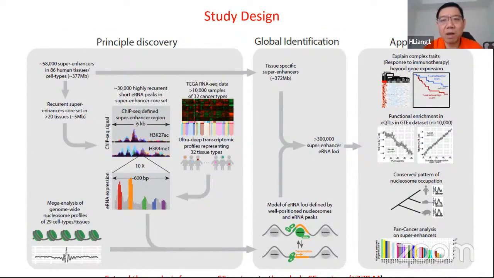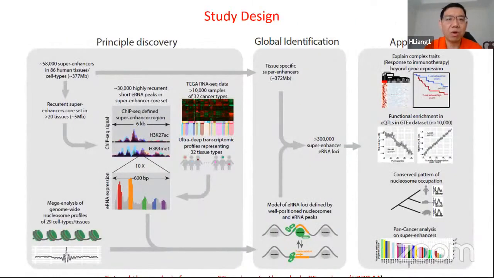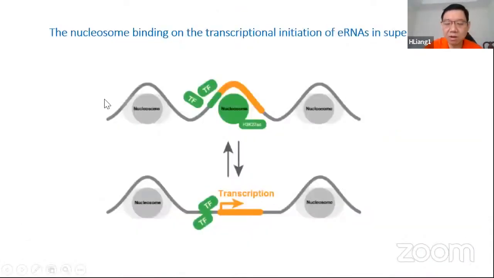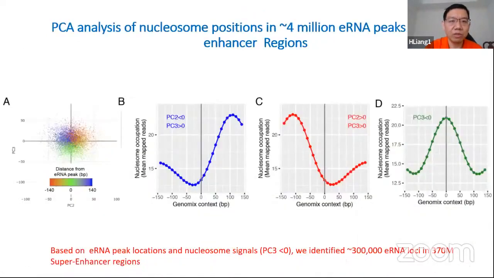So based on that, we try to extend this to the global region, the whole genome, which has nearly 372 megabases of super enhancer region. We try to apply this principle. For that, I just want to remind you: number one, we see enhancers have this very short but sharp ERA peak. Second, through our analysis, we found this underlying well-positioned nucleosome. So based on those two features, we performed PCA analysis on nucleosome position on nearly 4,000 ERA peaks in the super enhancer region. And then they have three major components, P1, P2, and P3.